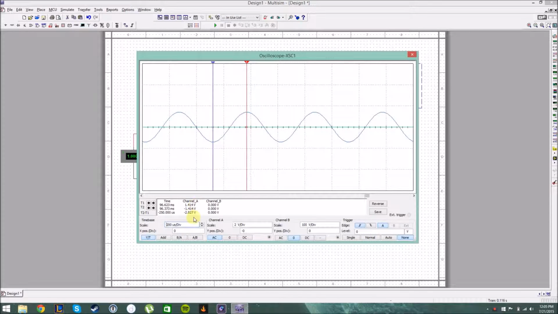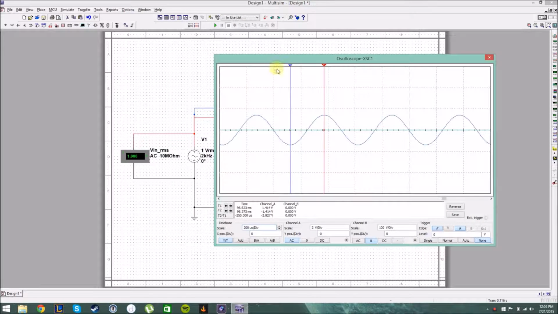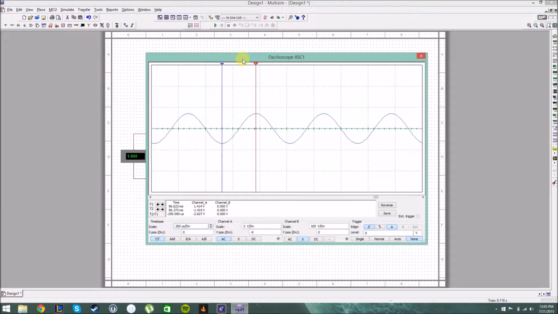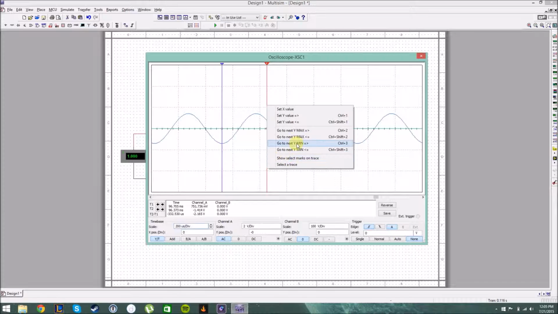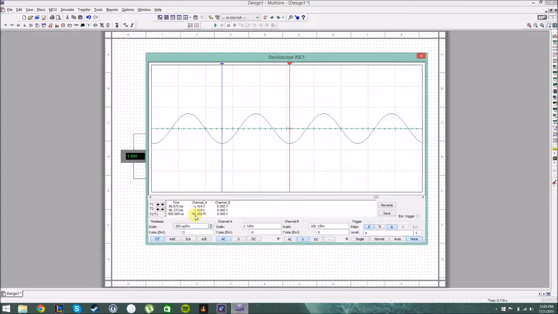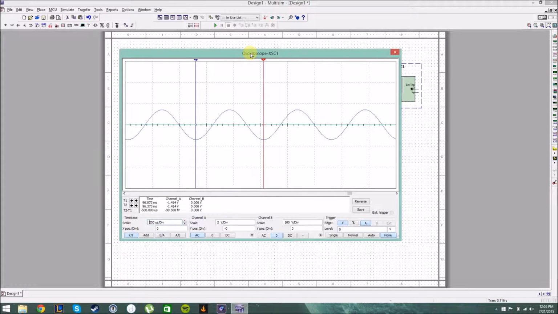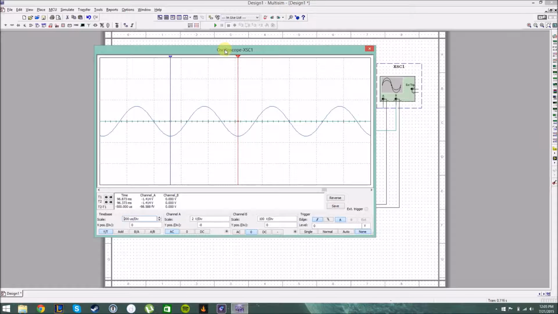Our voltage peak to peak is 2.827. Our RMS is 1.000. To measure the period, it's going to be 98.588. And our frequency is measured on the calculator. So I'm going to go ahead and go to the calculator.